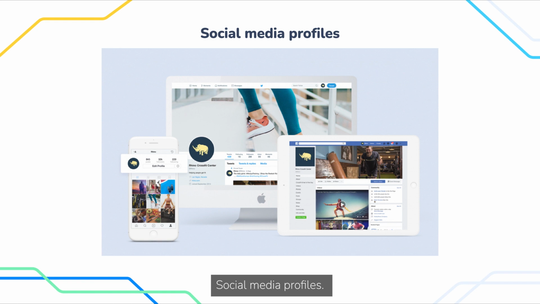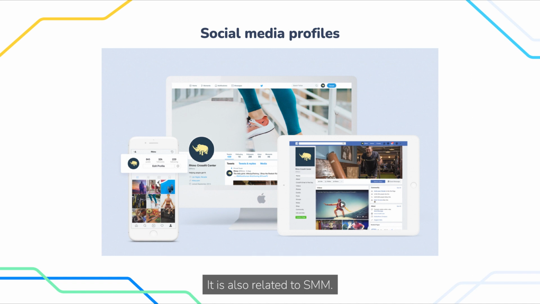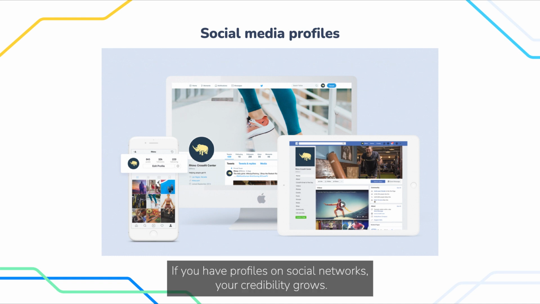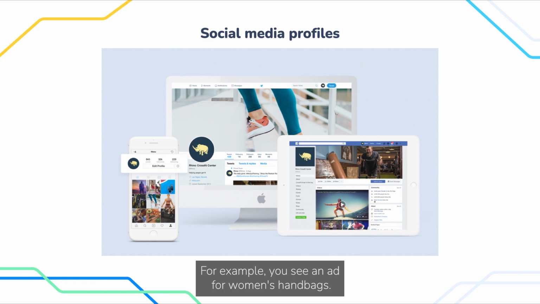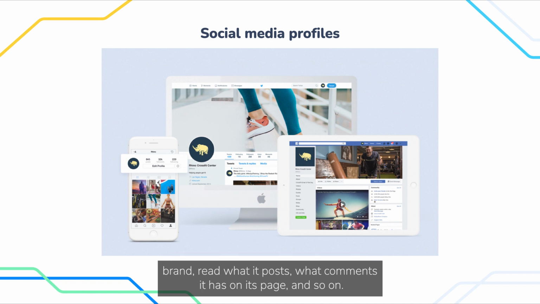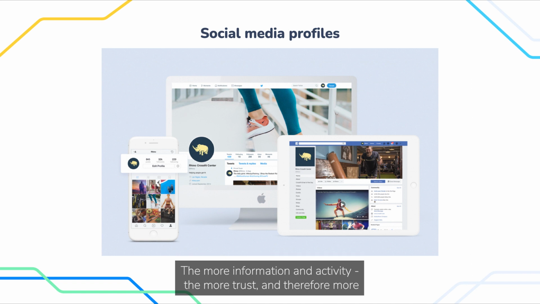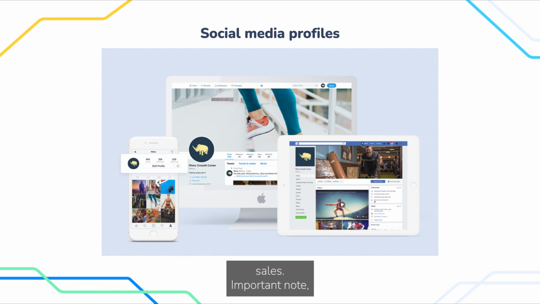Next is social media profiles. In addition to Instagram, you need to promote your business on other social networks like LinkedIn, Facebook, TikTok, Twitter, and others. It is also related to SMM. To do this, you need to create profiles. If you have profiles on social networks, your credibility grows. For example, you see an ad for women's handbags. Most likely you won't buy it right away, but will go check the profile of this brand, read what it posts, what comments it has on its page, and so on. The more information and activity, the more trust, and therefore more sales.